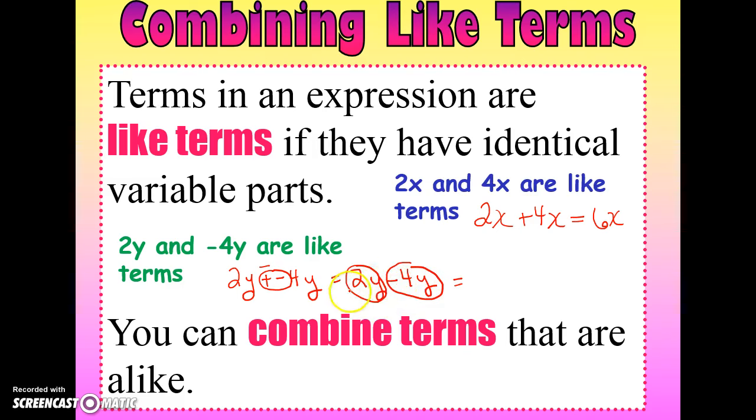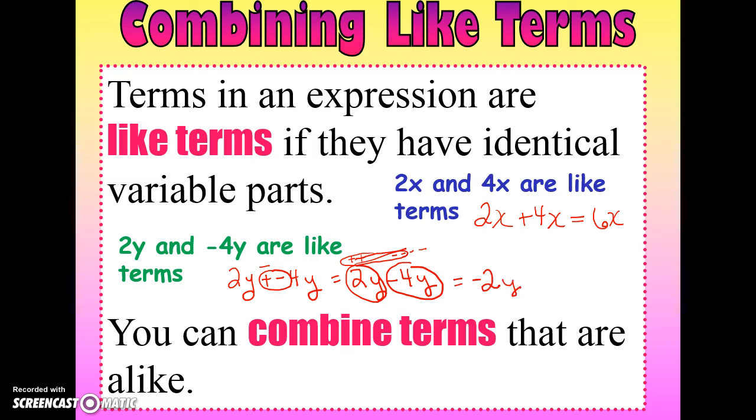All right, signs are different. We're finding the difference. The difference between 4 and 2 is 2. What do we have more of? Well, we have 2 positives and we have 4 negatives. Oh goodness, we definitely have more negatives. How many more negatives? We have 2 extra negatives. So that's why that's a negative 2y.